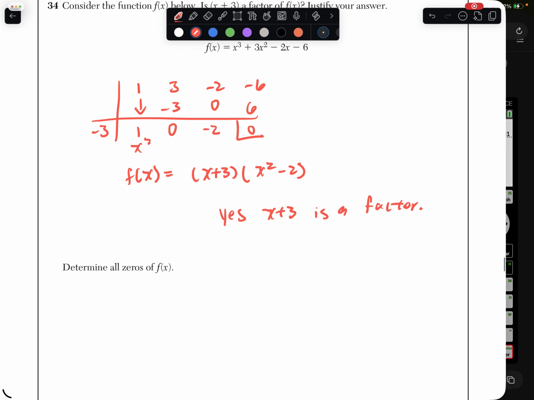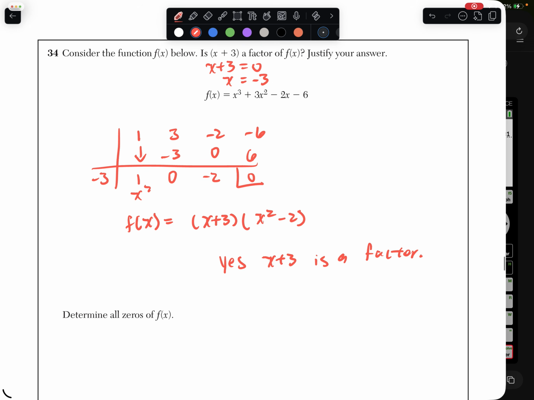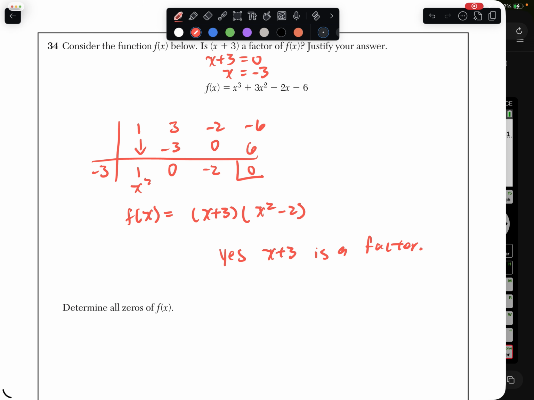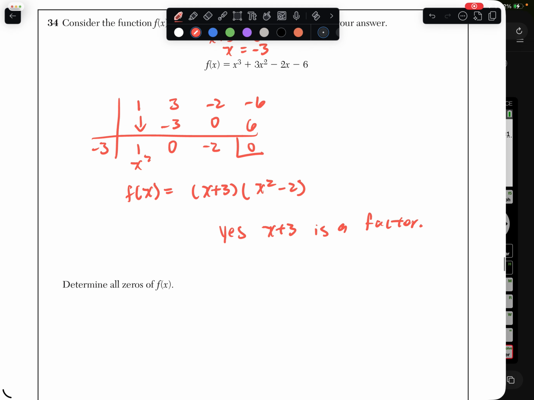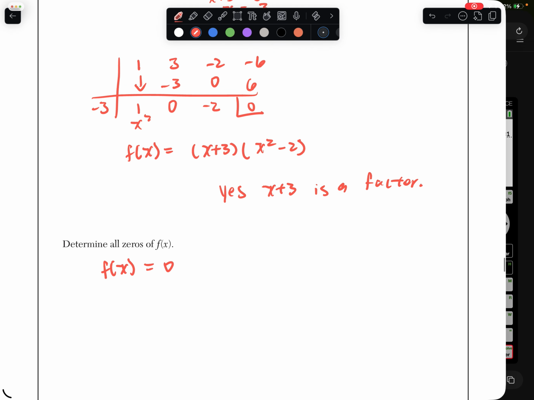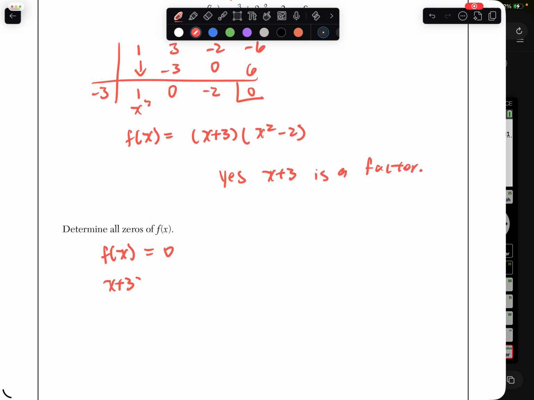Now determine all the zeros of f of x. Notice how I peeked ahead and saw that it asked for the zeros of f of x. That's why I did the division, because if it divides, I have it somewhat factored already, and it would make solving a lot easier. If we're looking for the zeros, we're going to set the equation equal to 0. So we have x plus 3 times x squared minus 2 equals 0.